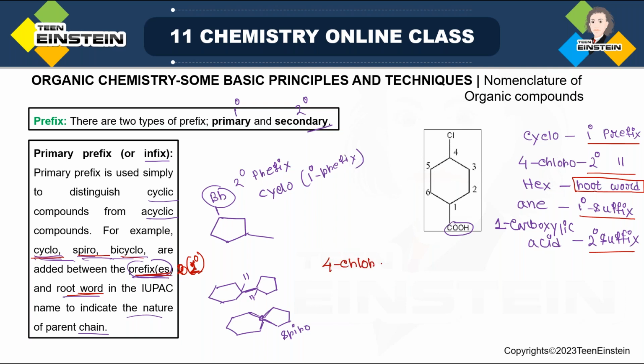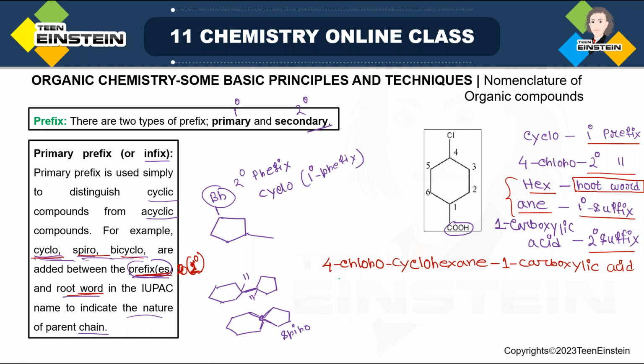So first 2° prefix, 4-chloro. So 2° prefix is done. After this 2° prefix, another hyphen. Now it is cyclo. Now after this cyclo, there will be no hyphen. Now it will be treated as a single name. Cyclo, hex, and N. Combine these two. Okay, done. Now hyphen again. We will write 1-carboxylic acid. Now after carboxylic, you have to give a gap because these two are not the same word. Carboxylic gap acid.